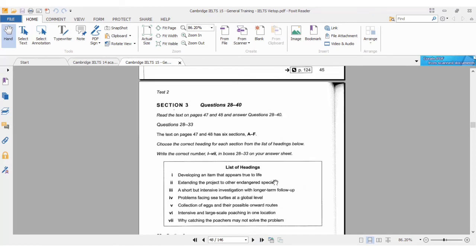So is it extending the project to other endangered species? It doesn't sound like that. It doesn't sound like they're making something broad. But this one says a short but intensive investigation. Yeah, it sounds like that. It looks like they're trying to do something that will lead to something and then something later on. It's looking like long-term follow-up. Let me not lie to you.